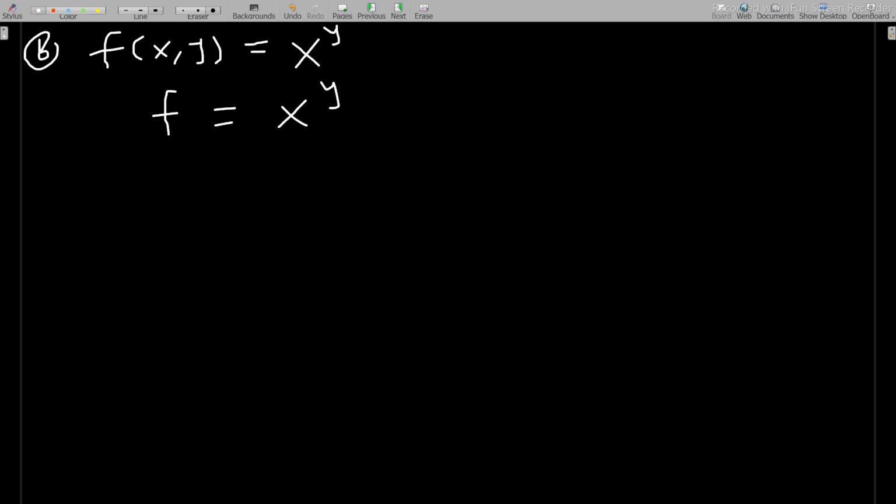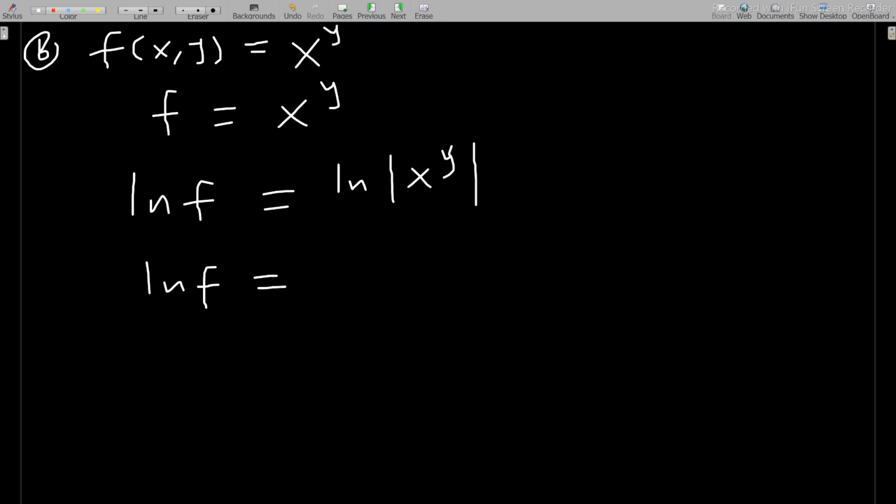We can't actually do anything to this unless we change this to logarithm form. So if I find the ln of both sides, this is where we'll get implicit. ln f should be equal to ln of x to the y. Now ln f will be equal to y ln x. I hope you get this.